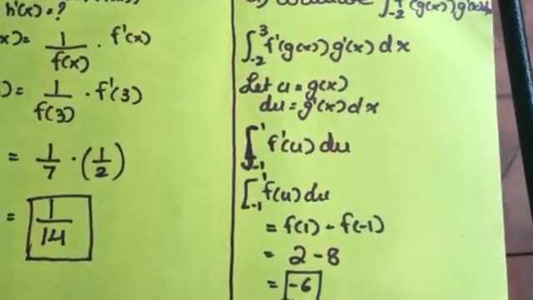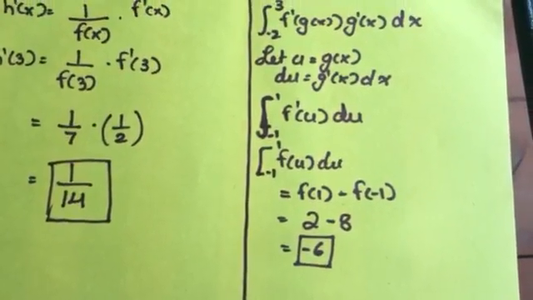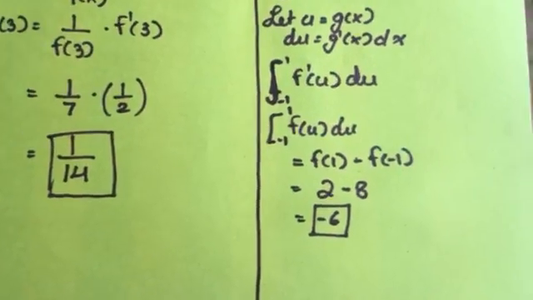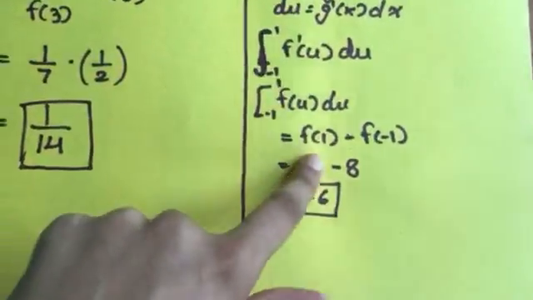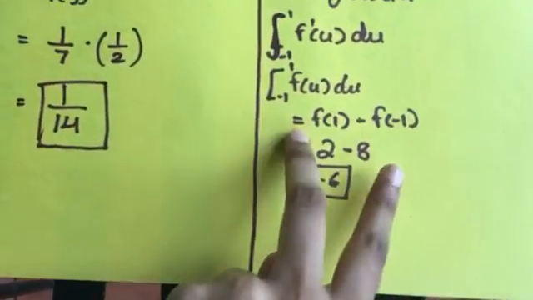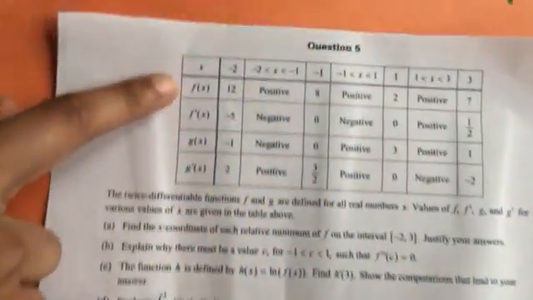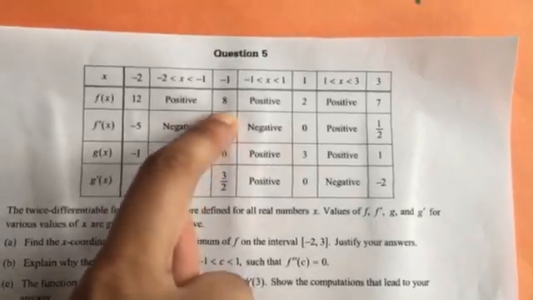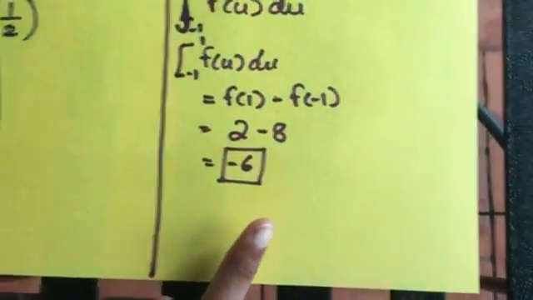To solve that integral, what an integral does is it finds the antiderivative of a function. The antiderivative of f prime of u is just going to be f of u. You plug in your upper bound, you plug in your lower bound, and subtract them, and from your chart you can find that f of 1 is 2 and f of -1 is 8. So you do 2 minus 8 equals -6. And that's how you do the whole problem.